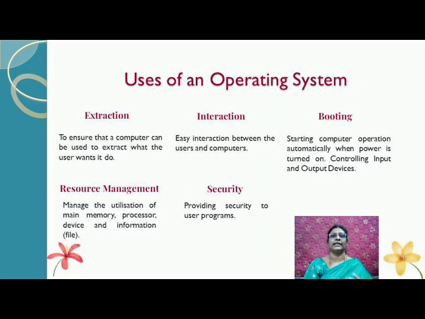And the fifth one, security features. It provides a facility to create a username and password so that when many people are operating a single computer, each will be provided with a separate username and password. Not only that, there is a provision for giving restricted access to the files which we store in the computer. So these are the uses of an operating system. I can summarize: one is extraction, second interaction, third booting, fourth resource management, and the fifth is security aspects.